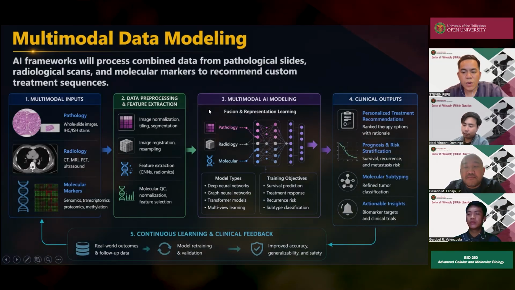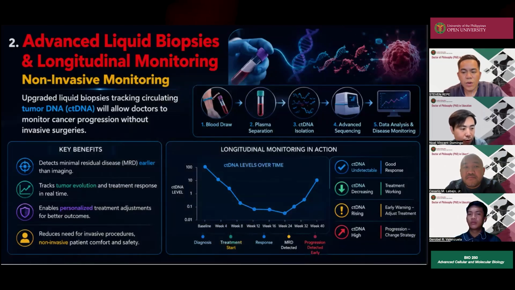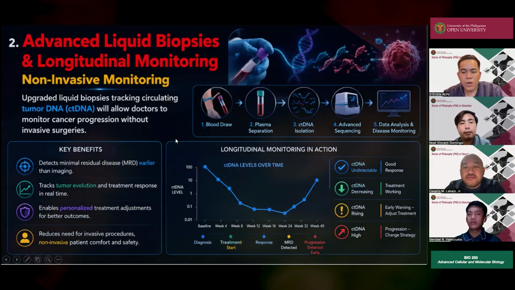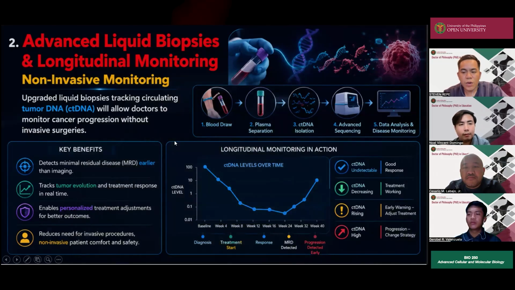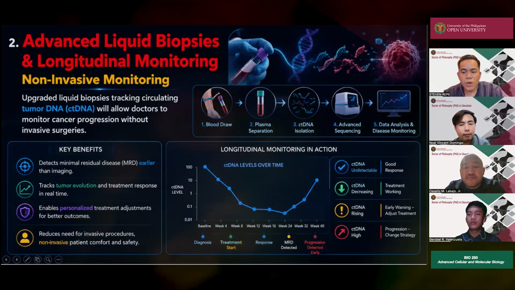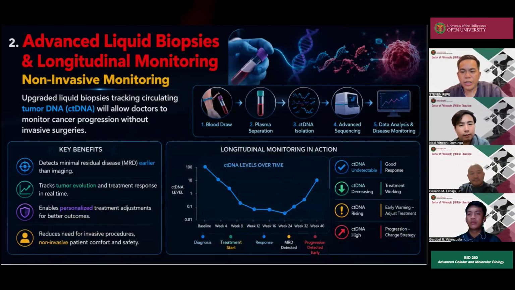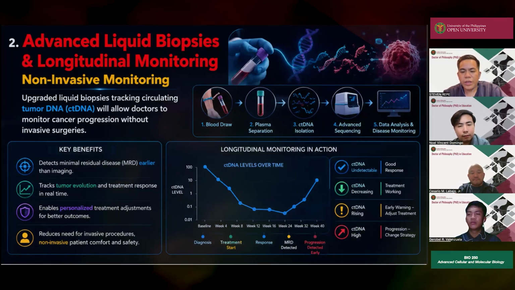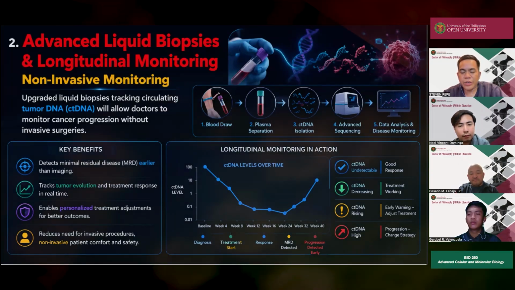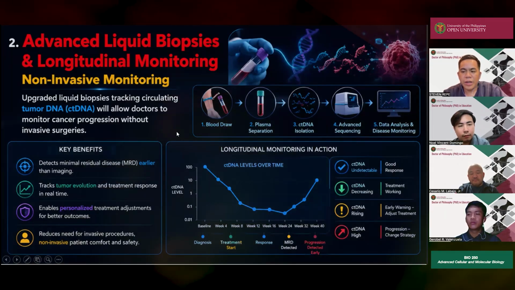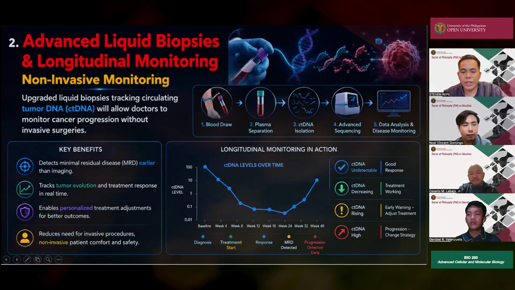For the advanced liquid biopsies and longitudinal monitoring. Advanced liquid biopsies are expected to improve long-term cancer monitoring. By tracking circulating tumor DNA, doctors can monitor disease progression without repeated invasive surgeries or tissue biopsies. This makes monitoring safer and more convenient for patients.